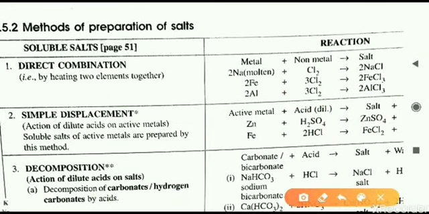Next, one more is given, aluminium and chlorine. Aluminium is also a metal, it reacts with chlorine, a non-metal, and what we get is aluminium chloride, that is a salt. So this is a simple reaction.